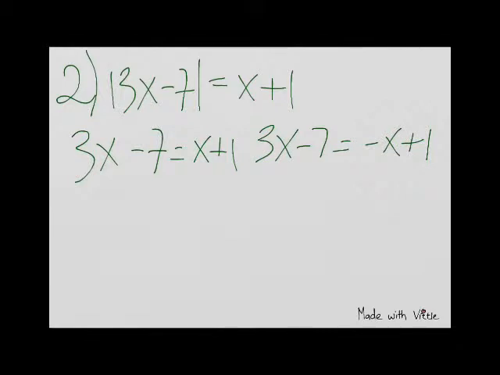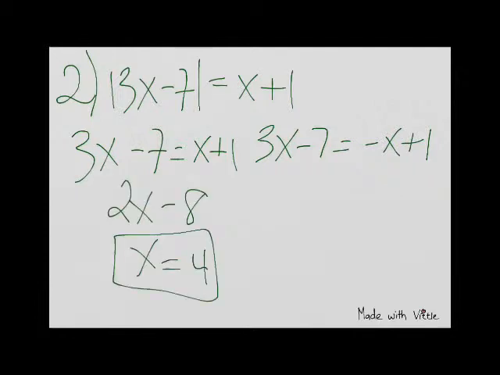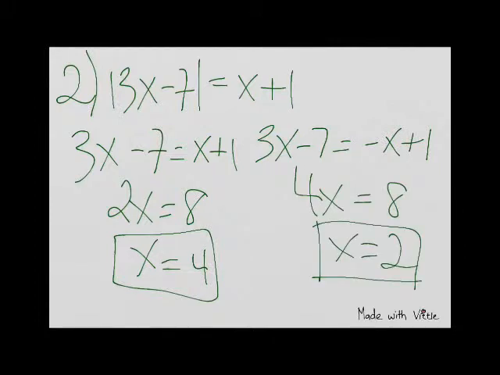You have the absolute value of 3x minus 7 equals x plus 1. So now you're going to have 3x minus 7 equals x plus 1, and 3x minus 7 equals negative x plus 1. On the left equation, subtract x from both sides and add 7 to both sides, so you get 2x equals 8. Then divide both sides by 2, and you get x equals 4. Then add x and add 7, you get 4x equals 8, divide by 4 and you get x equals 2.